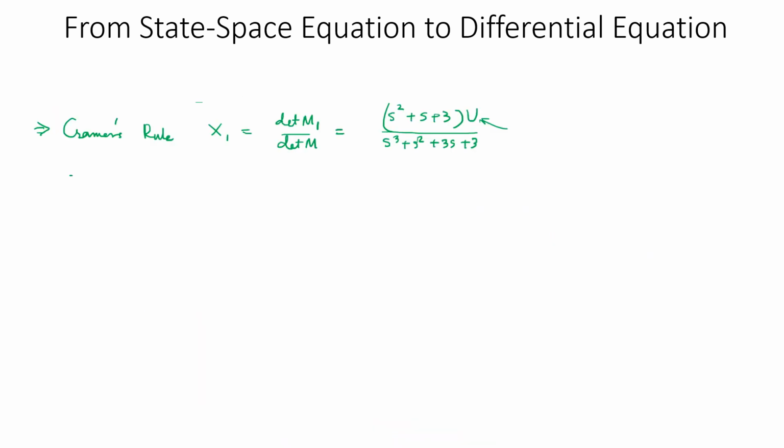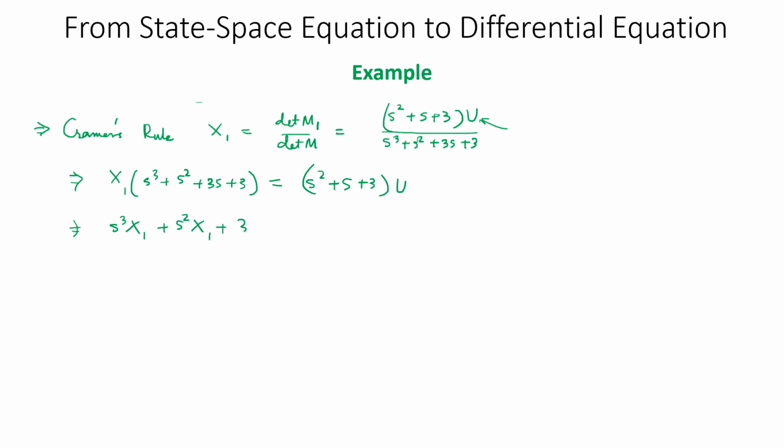So let's do that. I can write down this expression like this: you have x1 with S cube plus S square plus 3S plus 3 on one side, and then you have S square plus S plus 3 into U on the other side. And then obviously you can rewrite that. That is going to be S cube x1 plus S square x1 plus 3S into x1 plus 3x1 on one side, and then on the other side S square U plus S into U plus 3 into U. And since you know that once you have taken the Laplace transformation, you have transformed the differential equation into an algebraic equation, you can now take the inverse Laplace transform, and by inspection, because you can register that for the transfer function you have assumed the zero initial conditions as well, you can now rewrite that.